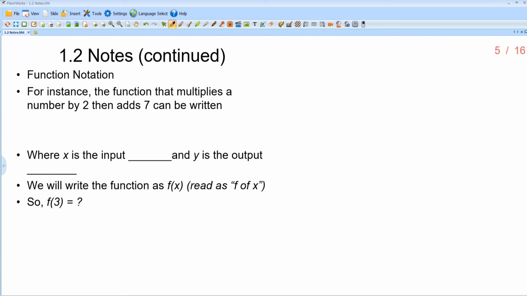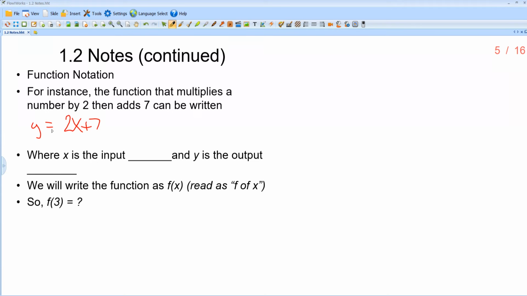All right, so let's talk about things that are functions then, or function notation. So function notation is just a way of noting that a relationship is a function, and it allows us to explain a little bit more without actually writing anything more. So the function that multiplies a number by 2 then adds 7. So we're multiplying by 2 times some number, then adding 7.